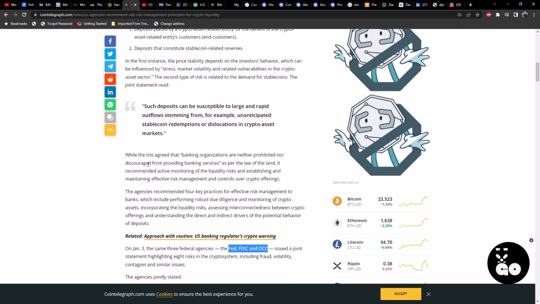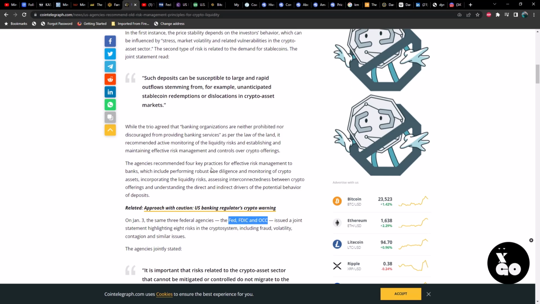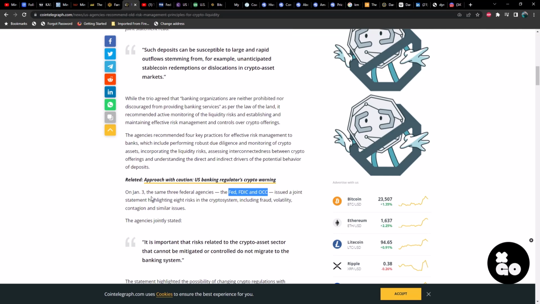crypto asset markets. While the trio agreed that banking organizations are neither prohibited nor discouraged from providing banking services as per the law of the land, it recommended active monitoring of the liquidity risk and establishing and maintaining effective risk management and controls over crypto offerings. The agency recommended four key practices for effective risk management to banks, which include performing robust due diligence and monitoring of crypto assets, incorporating the liquidity risk, assessing interconnectedness between crypto offerings, and understanding the direct and indirect drivers of the potential behavior of deposits.